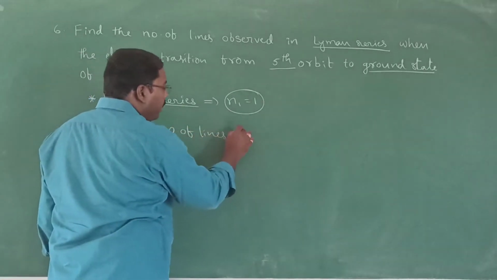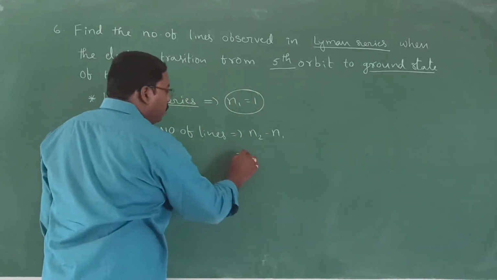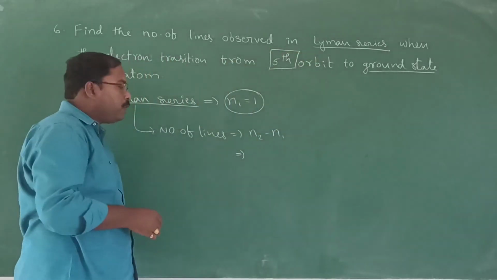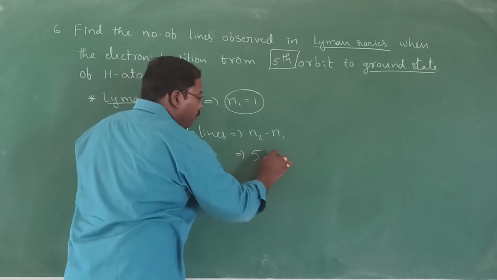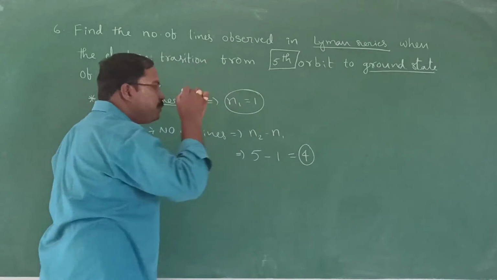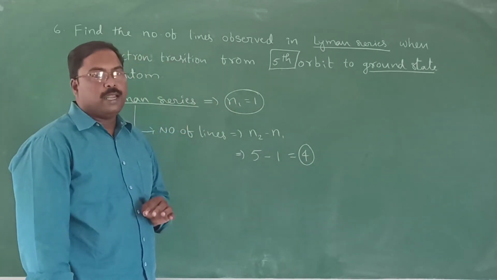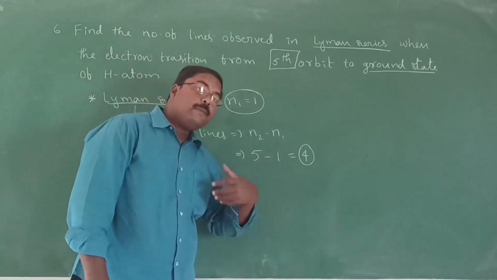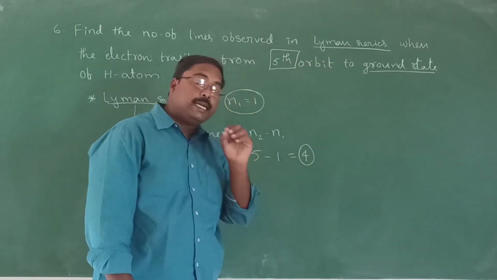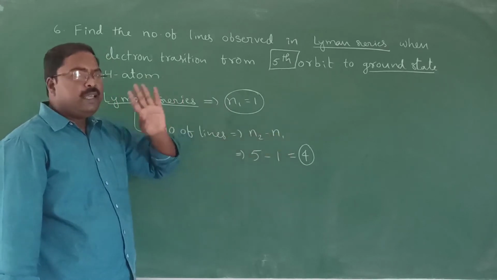So what is the formula? n2 minus n1. Okay? n2, how much? They gave n2 as 5. Okay, fifth orbit. So 5 minus 1. So the number of spectral lines observed in Lyman series is 4 lines only. The total number of spectral lines observed when the electron jumps from fifth orbit to first orbit is 10. But particularly in the Lyman series it is only 4.